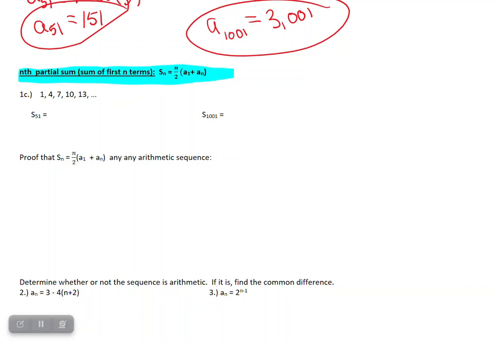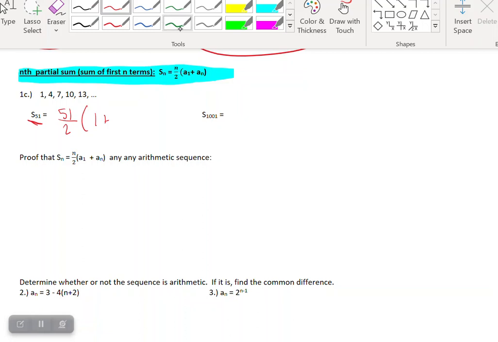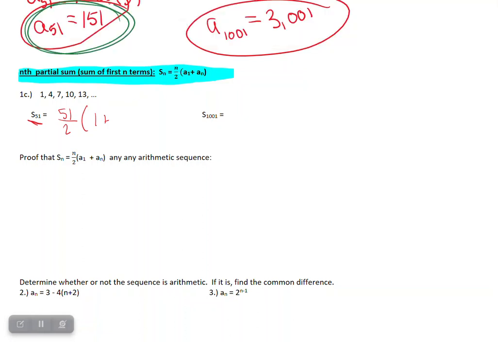So, in this case, if I want to find the sum of the 51 terms, I'm going to do 51 over 2, so the number of terms over 2, times the first term, which is 1, plus the 51st term, which we very conveniently figured out above, so I'm going to put that there, and then I just plug it in. So instead of having to list out 51 numbers and adding them together, I can just plug those in. So when we reduce this, we get 3,876.